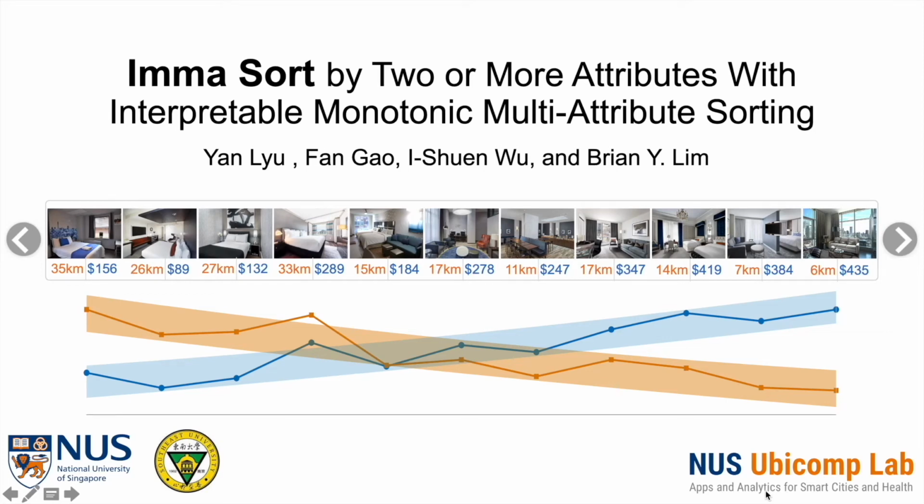Hi everyone, I'm Nguyen, a professor from Southeast University in China. I'm going to present "Sort by Two or More Attributes with Interpretable Monotonic Multi-Attribute Sorting". This work is supervised by Prof. Brian Lim from National University of Singapore when I was a postdoc researcher there.